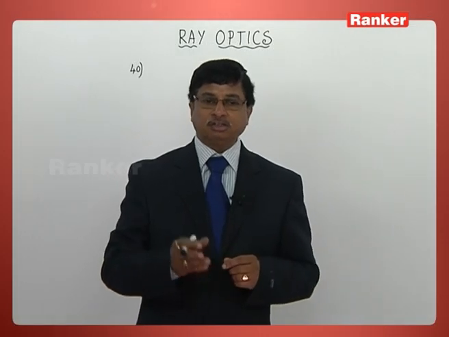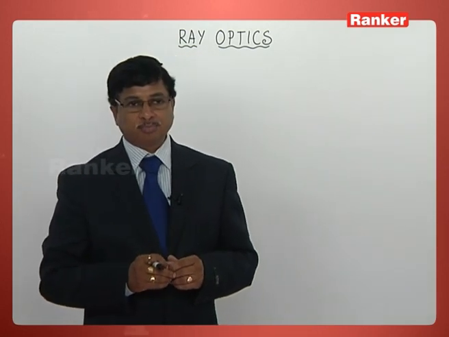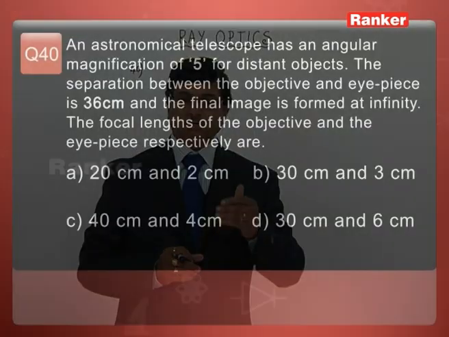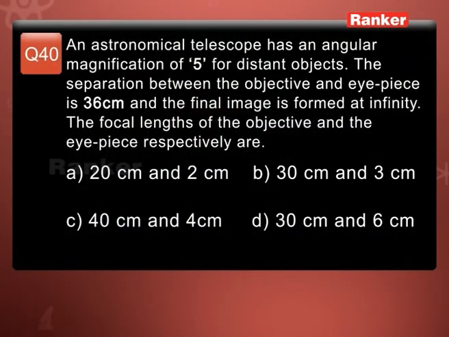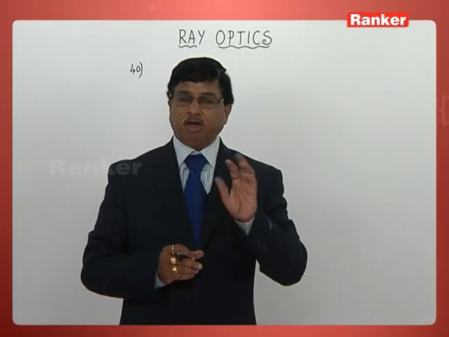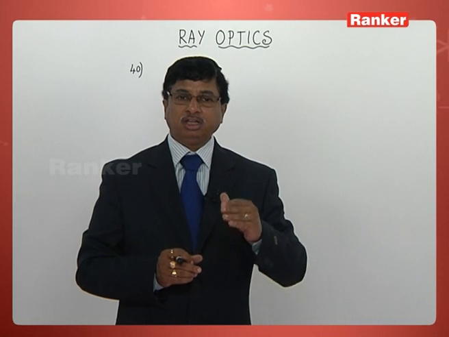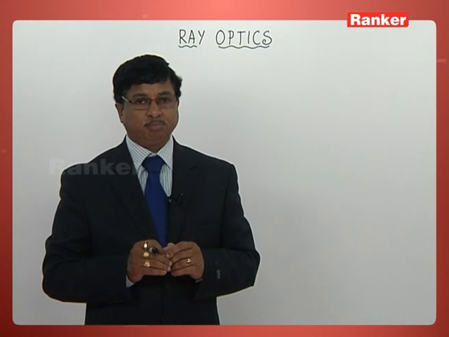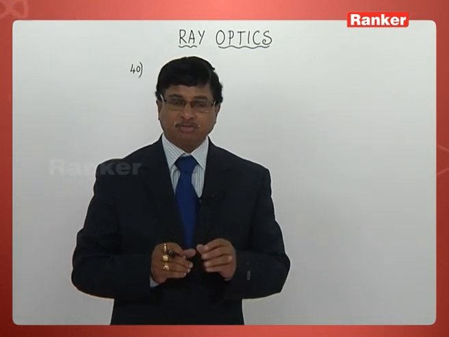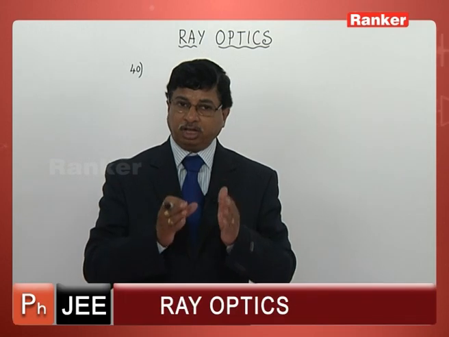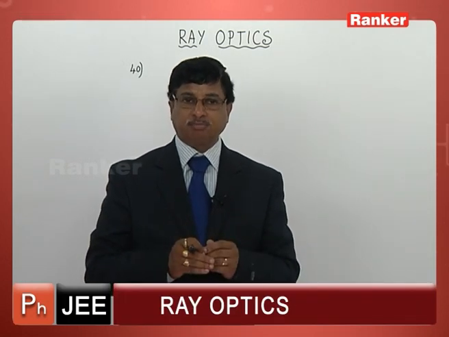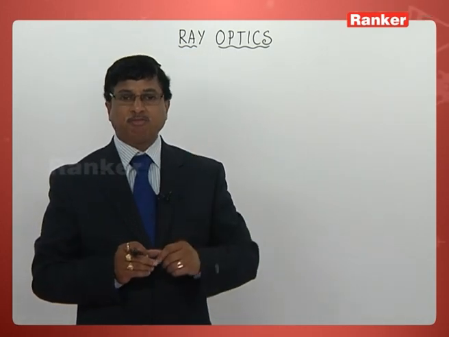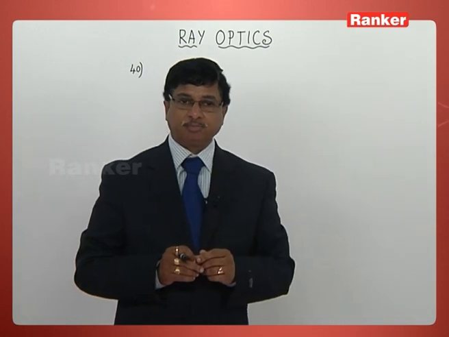In reality, this type of a problem you need not work out. By looking to the options also you can decide your answer. For example, see the first option 20 centimeter and 2 centimeter. When the image is formed at infinity, then what is the magnification formula? Magnification is going to be FO by FE. How much is given in the problem? It's given 5. So here if you take the first option and calculate magnification, 20 by 2 you will get 10. But in the problem it is given 5, therefore first option is not correct.